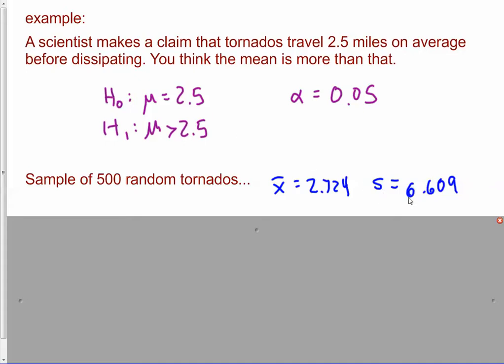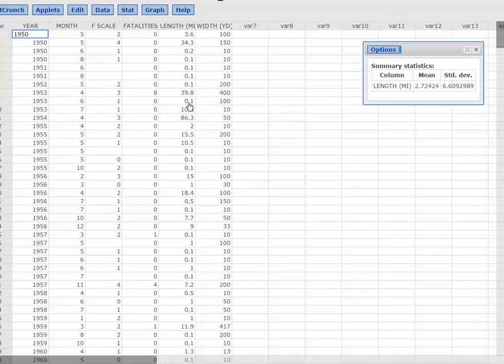One thing is the standard deviation is pretty big, and if you look back at the data and you look at these lengths, what you see is some of them are really big, and then some of them are really small. So there's a great variation here, and that's reflected in the standard deviation being pretty large.